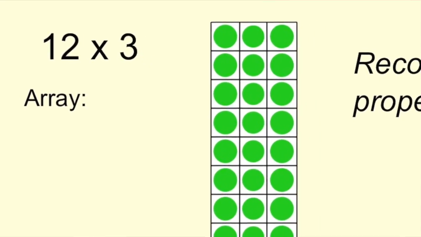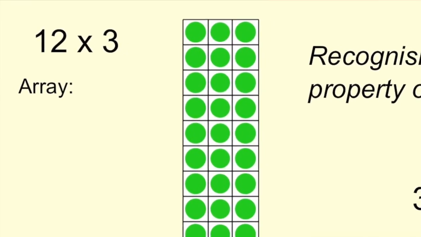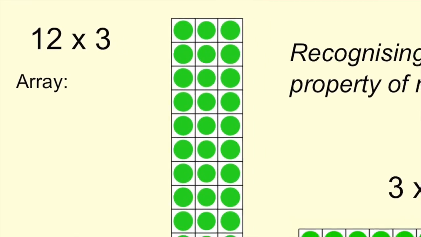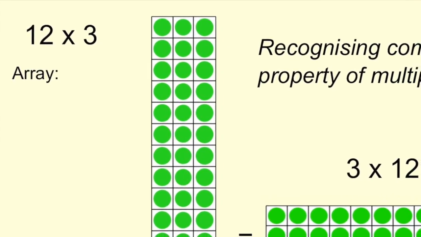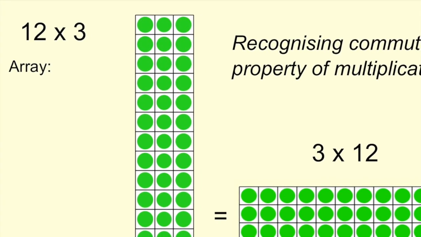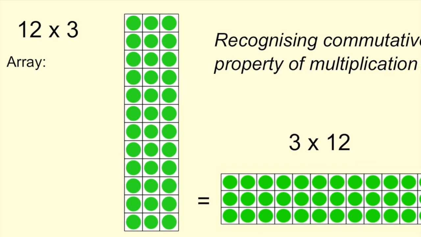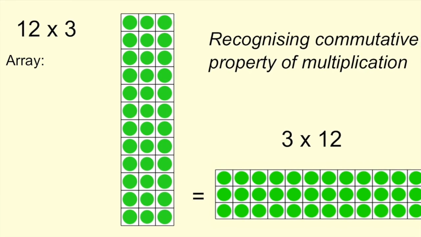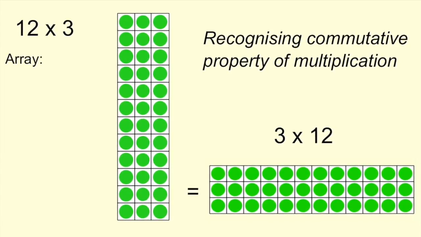Now we would also at this stage be helping children to recognise the commutative property that multiplication has. So as you can see here, we have the one array, 12 times 3, but we get children to quickly recognise that that is equal to an array of 3 times 12. So at this time we have columns of 3 and we have 12 of them.